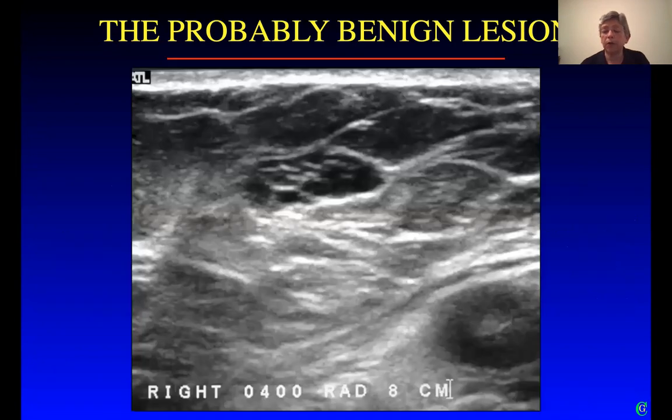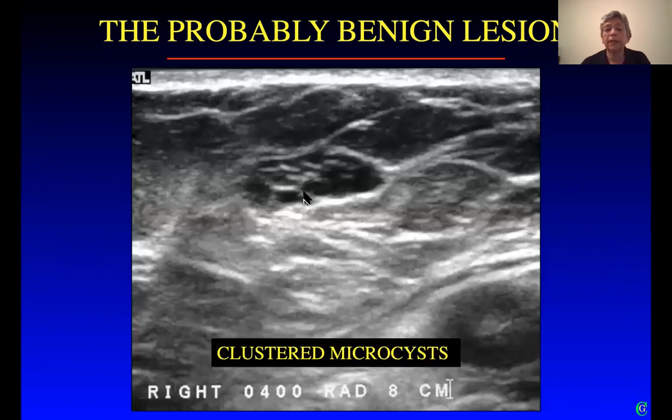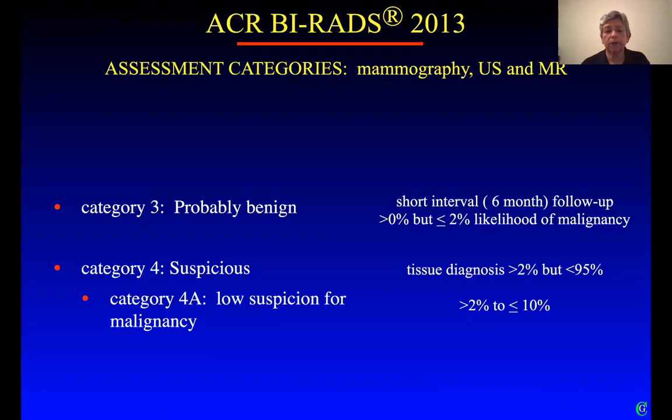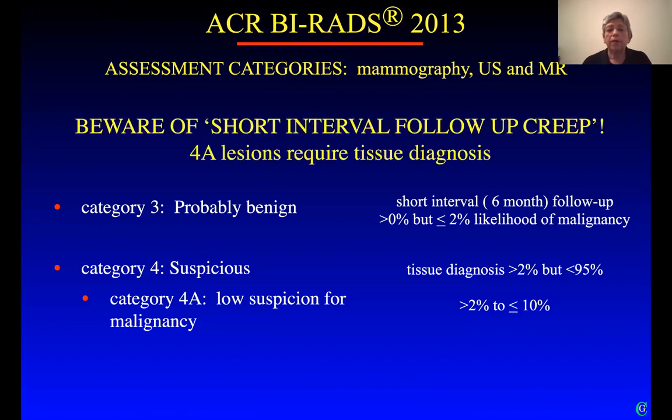And this is an example here of clustered microcysts, these little tiny cystic spaces with very thin septations. Here's another example, basically a cluster of microcysts here with tissue harmonics. You can also put these into the BI-RADS category 3, provided that you're comfortable that these are in fact clustered microcysts. Now, beware, because the other thing that is worrying me a little bit is what I call the short interval follow-up creep. In other words, thinking that 4A lesions can be put into the probably benign category.